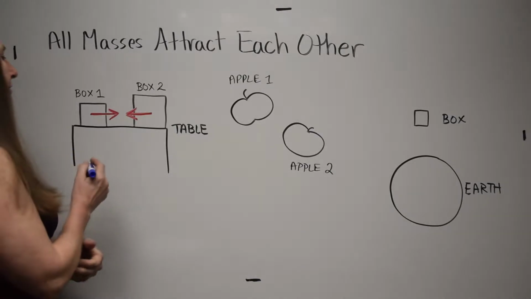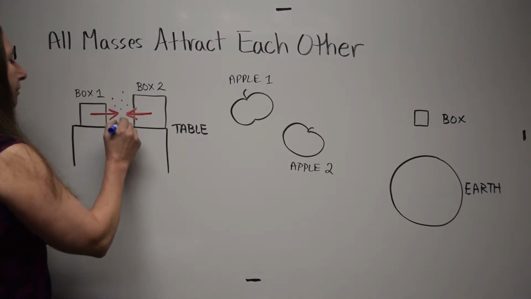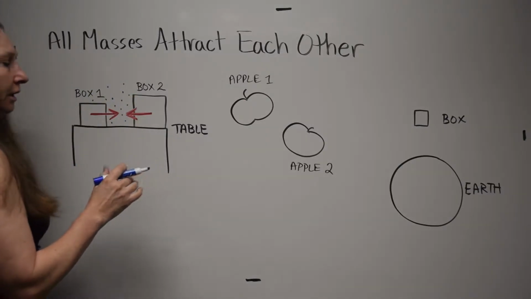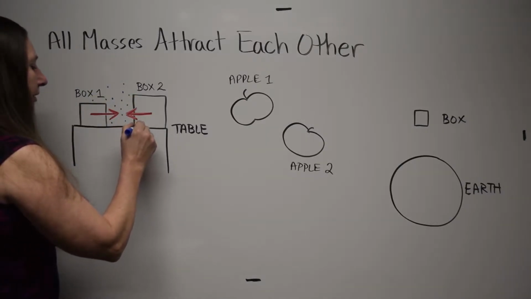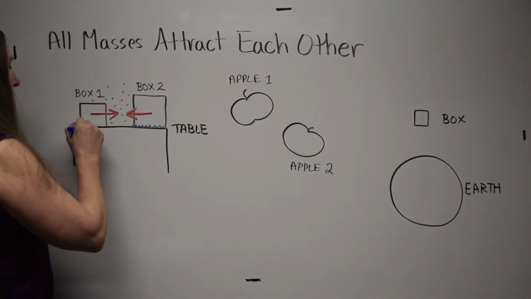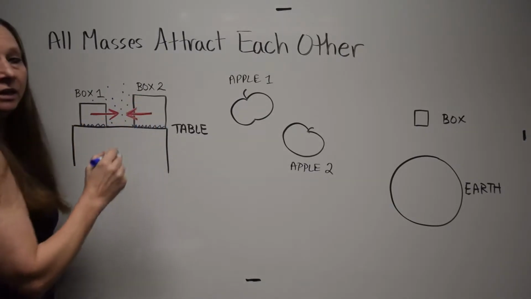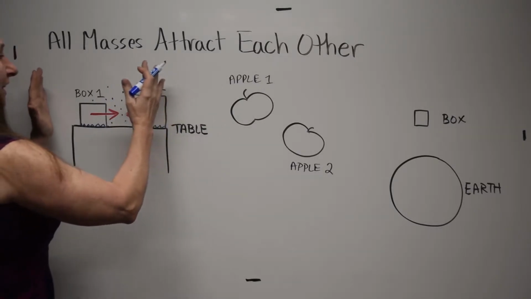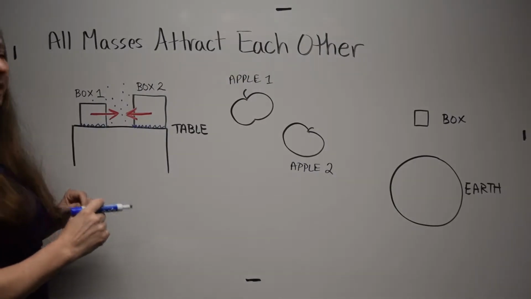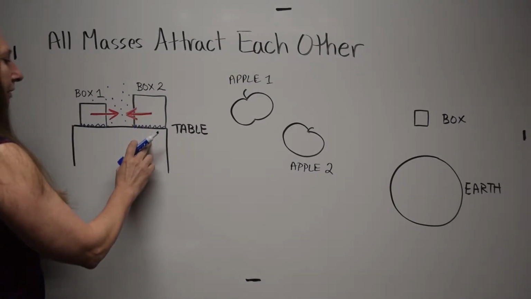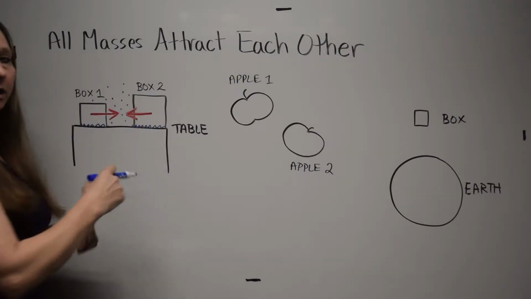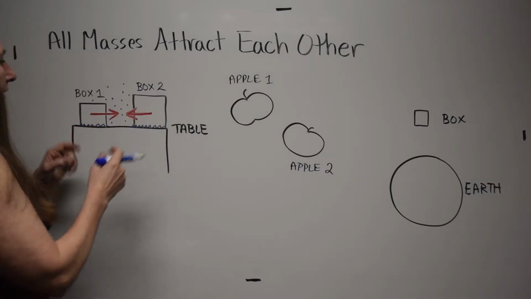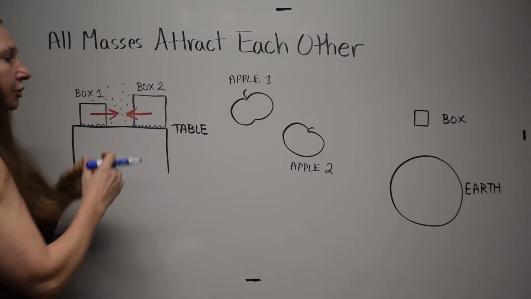So how come we don't see the boxes get closer and closer? Well, you got a couple things. First of all, you got air between them. The air gets in the way. Second of all, and more importantly, you've got friction. There's friction between the box and the table. So if the boxes were to try to go towards each other, they can't, because the friction between the box and the table is stronger than the gravitational force pulling the two boxes together.